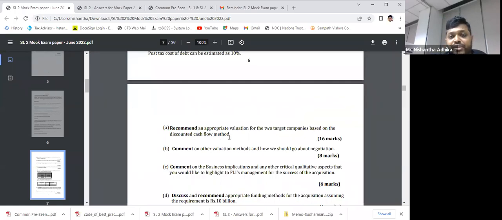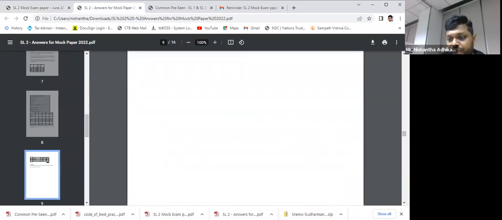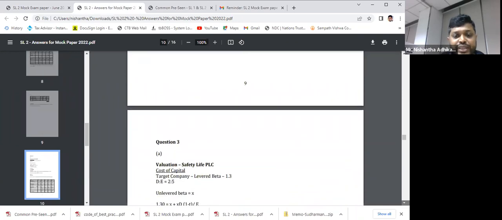Appropriate valuation. Then you have to calculate the discounted cash flow method, and you can calculate the present value, and based on that you have to evaluate the value of the company. That means NPV computation you have to do. Okay, I will show you the answer without taking much of your time.